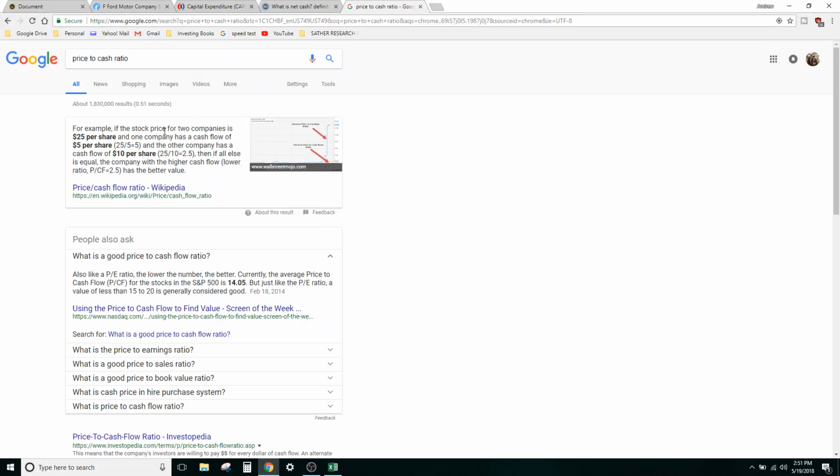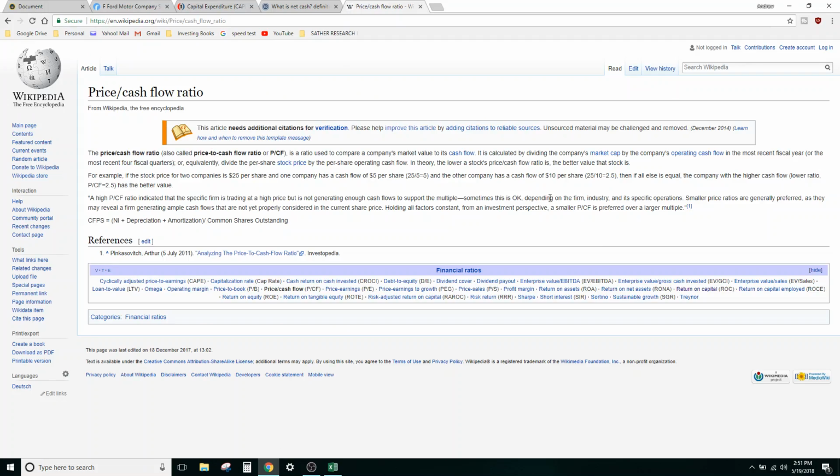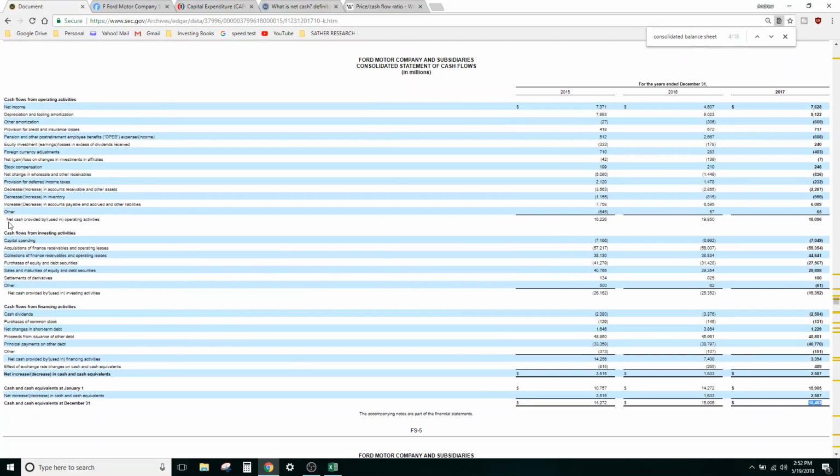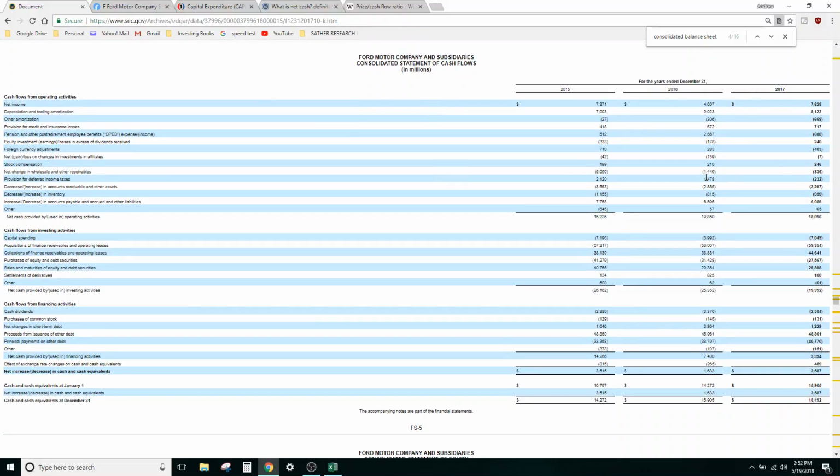So let's see what they say about calculating it. Now they're talking about dividing the company's market cap. So that's what we're doing, right? Operating cash flow. Remember, now they're talking about this operating cash flow. Which again, that doesn't make sense. I mean, does that make sense to you?